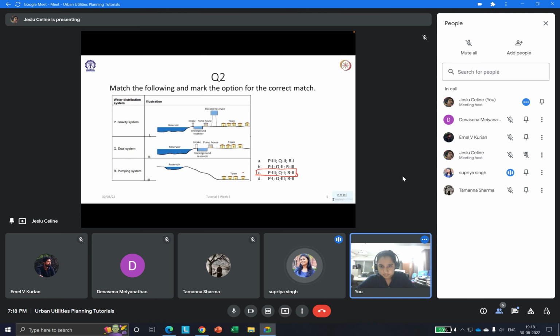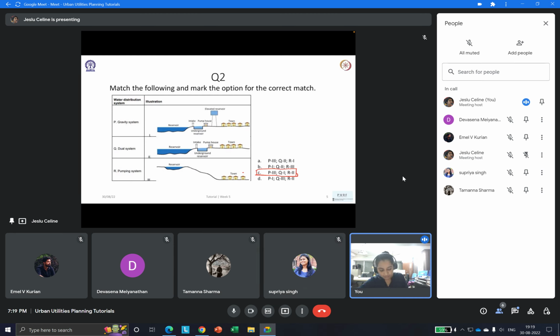And for the dual system, water is pumped to the elevated reservoir. From there, the water is distributed to the town. So it is a dual system, pumping plus a storage reservoir, and then it is distributed to the towns. Yeah, that's the right explanation.